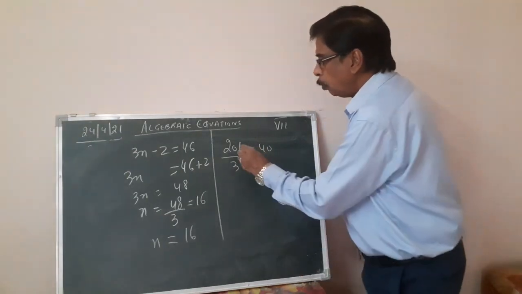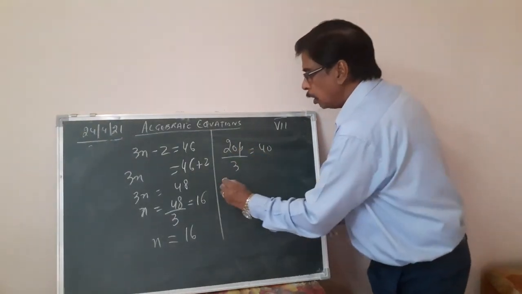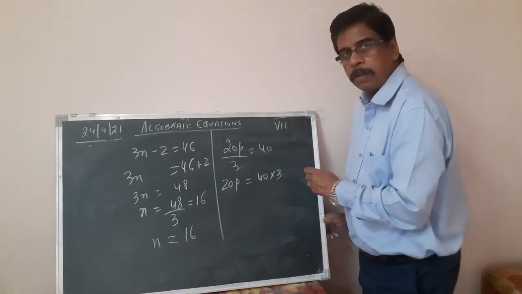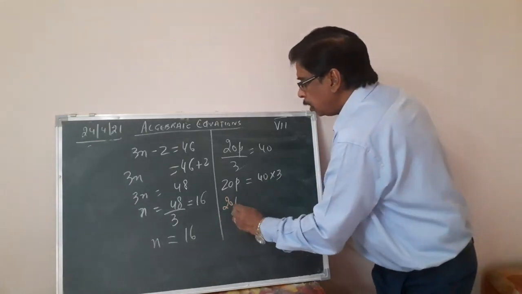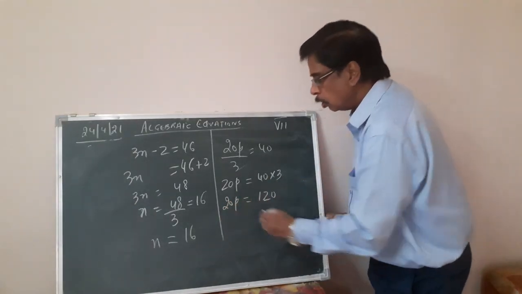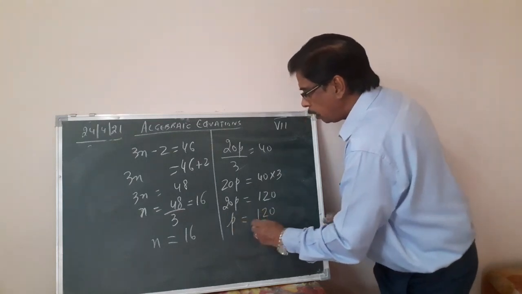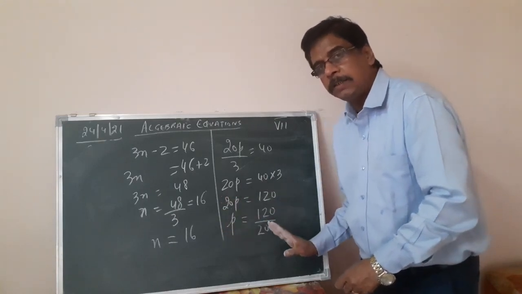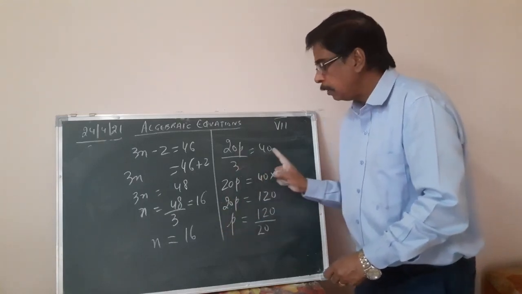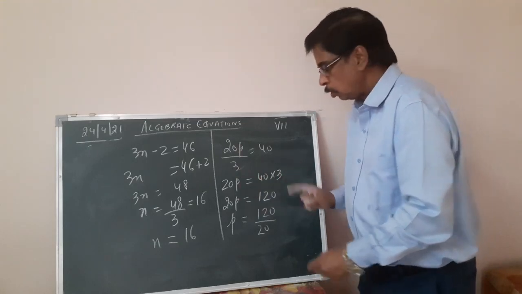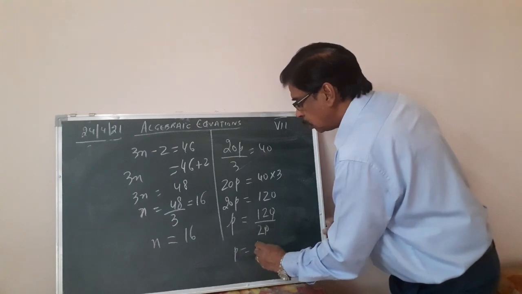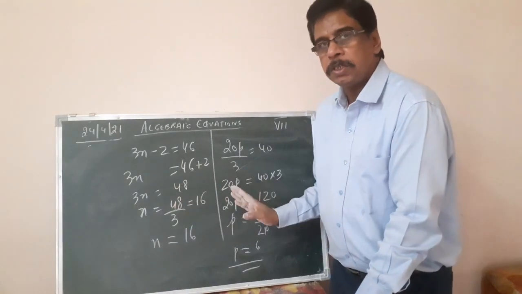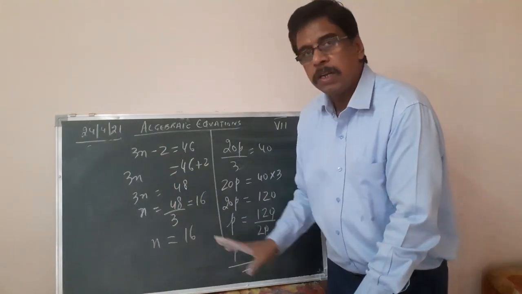Take the next equation, 20p upon 3 is equal to 40. So 20p is equal to 40 into 3, cross multiply here. So 20p is equal to 120. So p is equal to 120 upon 20, because here it is multiplied with the variable. When we bring the number this side, we divide it. Here it is divided, we bring the number this side, multiplied. So p is equal to 6. This is how we solve algebraic equations and get the solution to the variable.